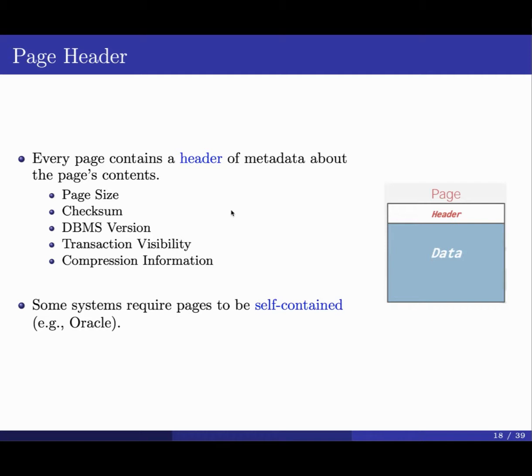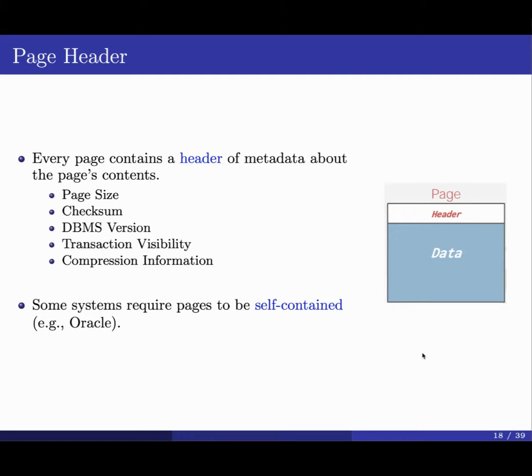The first ones are the page size, the checksum, and, for example, the database management system version used in order to create this database or this block. You know that your favorite database system has different versions, so we need to store what version was used to create this page. Transaction visibility, for example: you need to make sure which transactions can access this page and which cannot, and also conversion information.